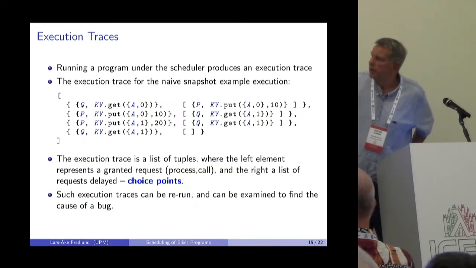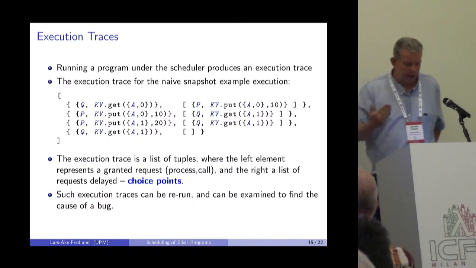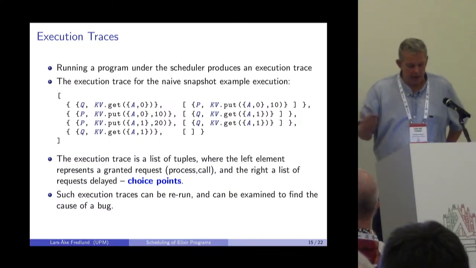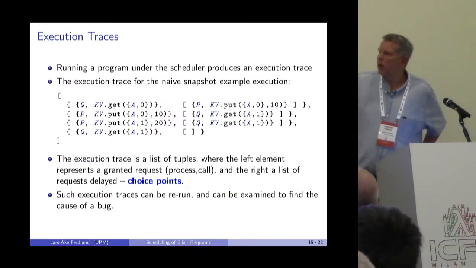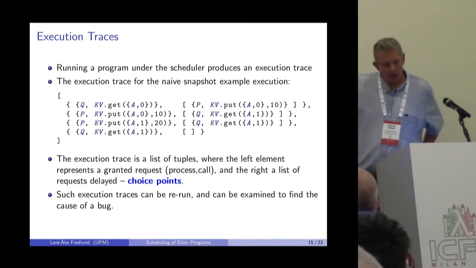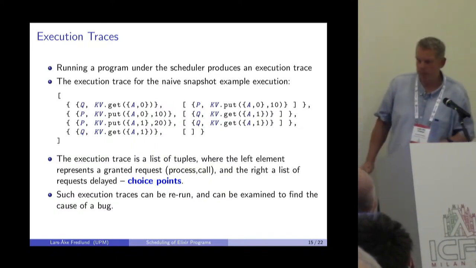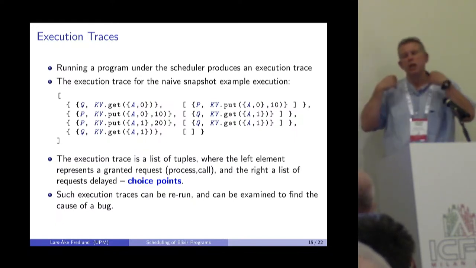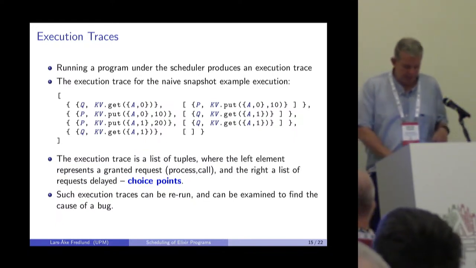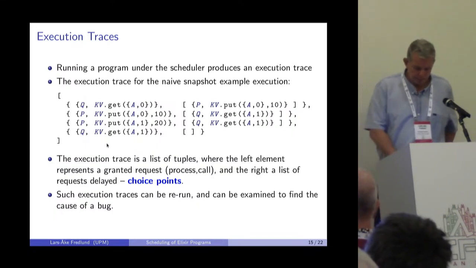So there's a tuple of two components. The left one is the request that was granted. So the first one, the process Q, asked to execute KV get, and the right component is the requests that were possible to grant at this point in time, but which were delayed. Okay. So P also asked to execute KV put, but it wasn't allowed to. Okay. So this is the basic object that comes back from an execution, running a program under the scheduler, okay?